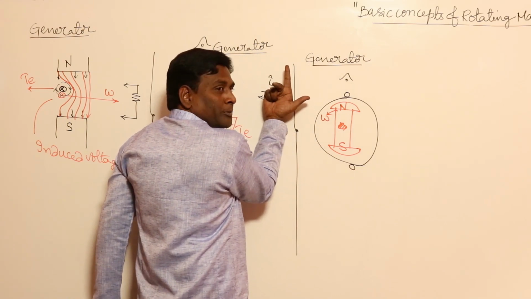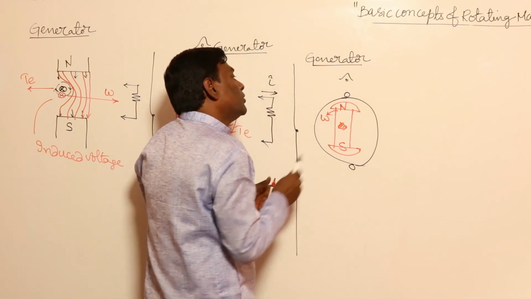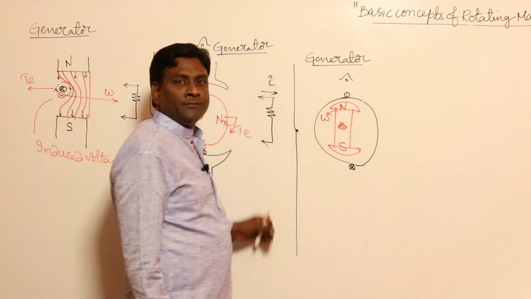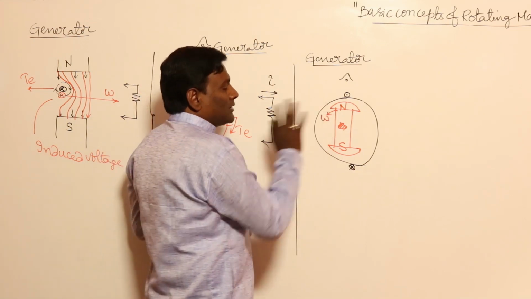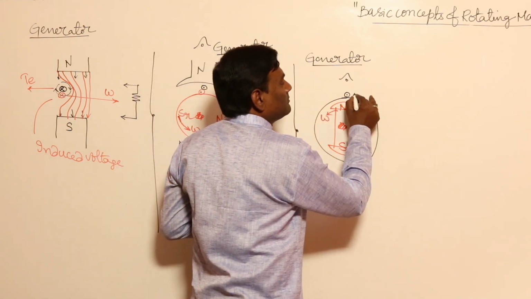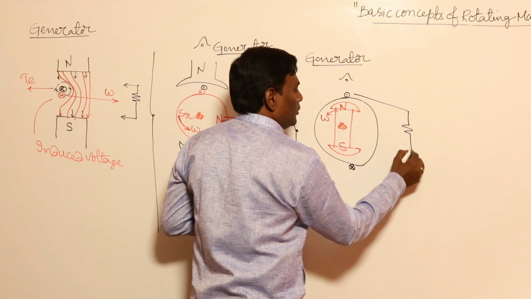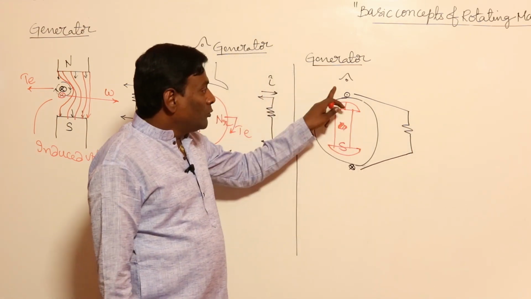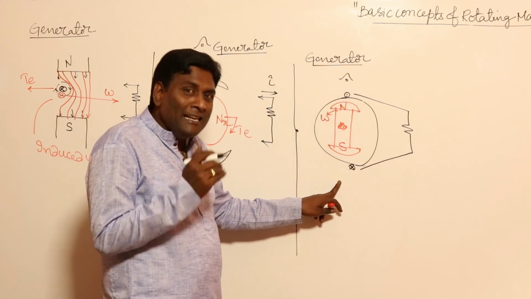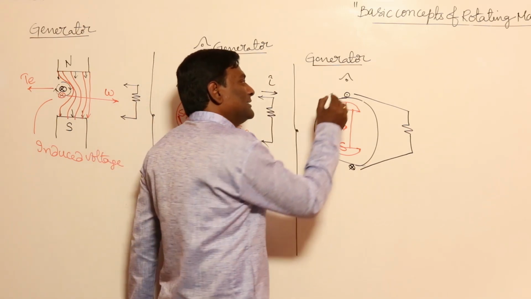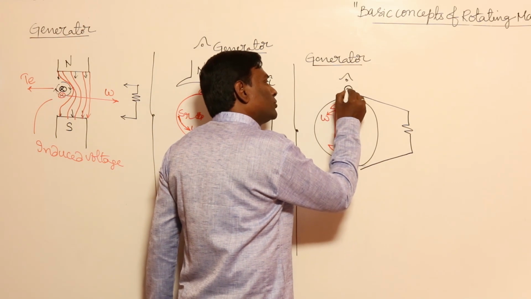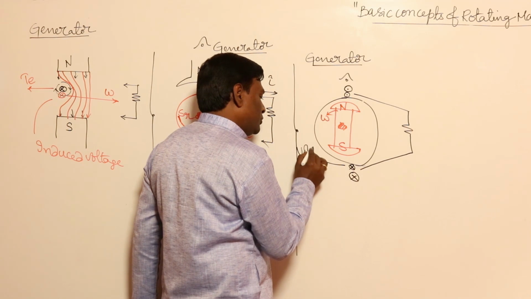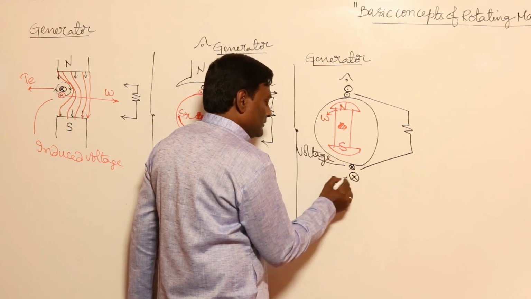Now my induced voltage should be out of the board. So induced voltage here is going to be dot, induced voltage here is going to be cross. Now these are the voltages. Now let me connect maybe the load. If I connect the load, what will happen? Whatever may be the voltage polarities, in the same direction current has to flow, because it's a generator. So my currents also should be dot here, cross here. This is the induced voltage, and this is the current.